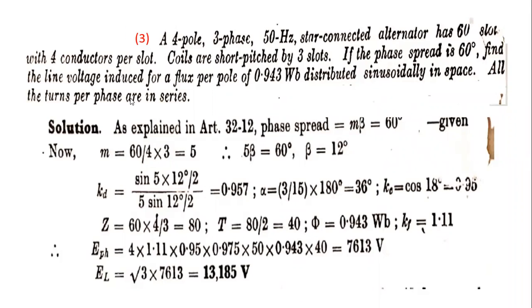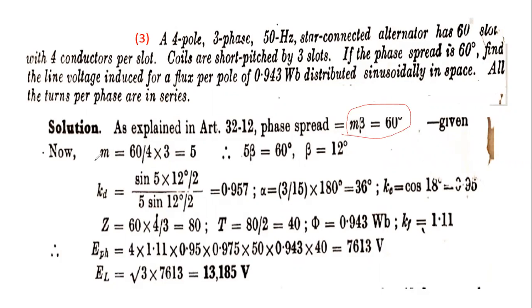All the turns per phase are in series. Therefore, phase spread means m into beta, and m into beta is equal to 60 degrees. Clear? My m into beta is equal to 60 degrees.